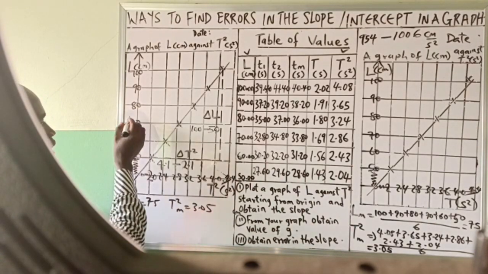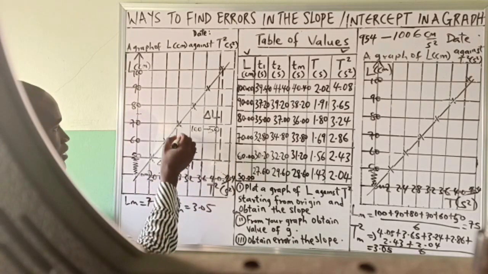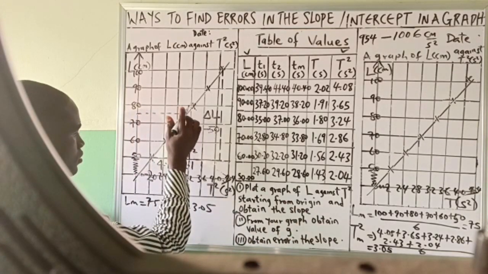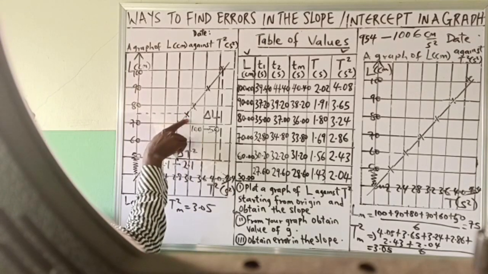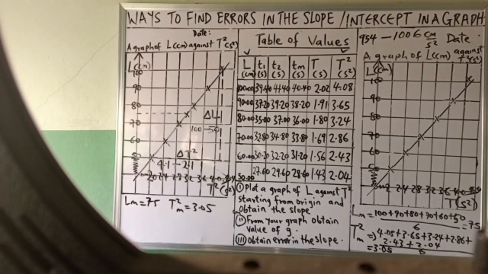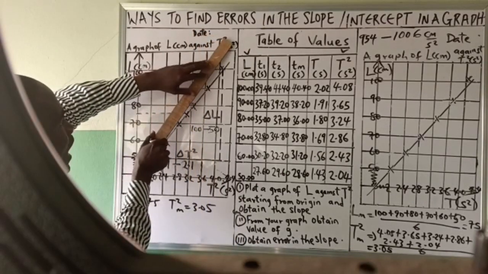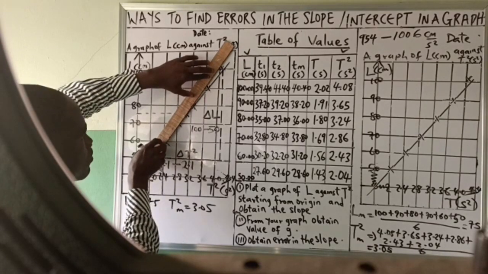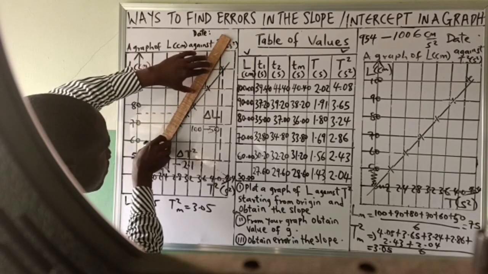What you now do is locate 75, this is 75, and 3.05, this is it. So look at where they meet. That means the point that fell off, this line has to pass through that mean. You have to draw another line of best fit to pass through that mean.